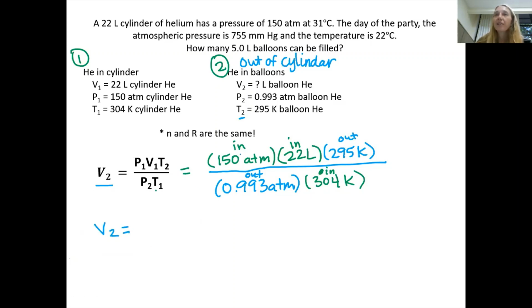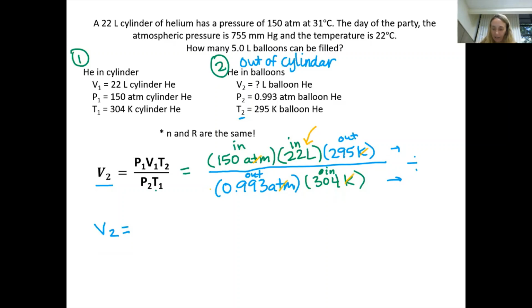When you do this in your calculator, the easiest thing is you take 150 times 22 times 295 divided by 0.993 divided by 304. That's how you enter it. Or you can multiply the top numbers together and multiply the bottom numbers together and then divide. Make sure you're using the order of operations: multiply, multiply, multiply, divide, divide. When you do this, ATM cancels with ATM, Kelvin cancels with Kelvin, and look, you're left with liters.